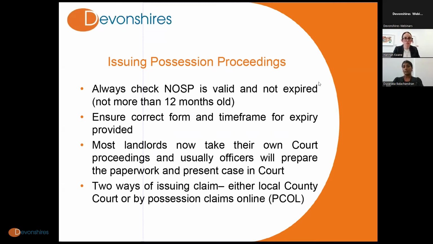I know the majority of landlords now do take their own court proceedings, and usually officers do prepare their paperwork and present the case in court. So it is very, very crucial that before you start issuing the proceedings, you look at the NOS, the validity, the grounds, before you seek possession or start issuing a claim. Again, there are two ways of issuing a claim. One is via PCOL, an online platform for issuing court possession claims, or paper-based.